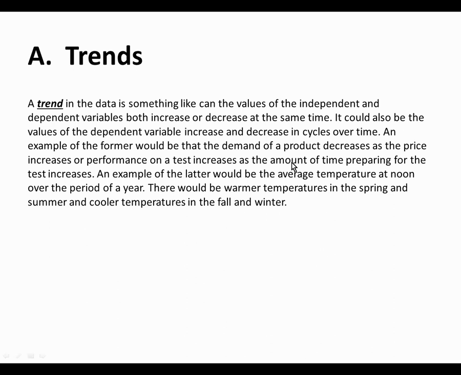An example of the former would be the demand of a product decreases as the price increases, or performance on a test increases as the amount of time preparing for the test increases. An example of this cycle thing would be the average temperature at noon over a period of a year. Like it's warmer at noon in the summer than it is in the winter. So the temperature would be going up and down, up and down. Now sometimes there is no trend, okay? So it's like some sort of random haphazard thing.